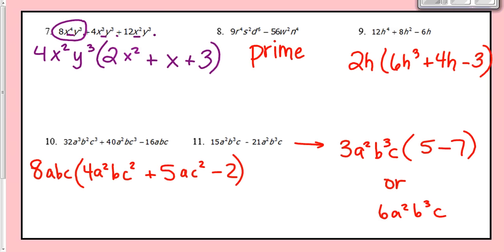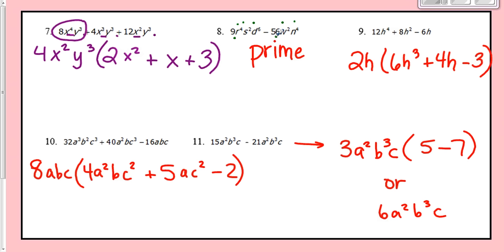Alrighty, so here are my 4 answers. Again, you'll note number 8 was prime. There was no greatest common factor between the 2. Once you saw that the variables were different, we had r, s, d here, and then we had w, n, there was no variable you could take out. So you were really just dealing with 9 and 56, okay?